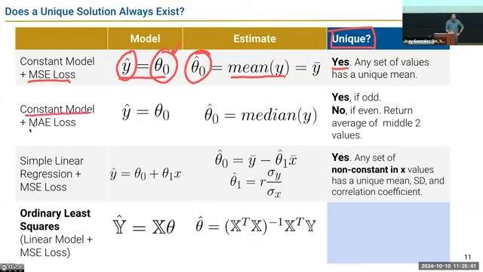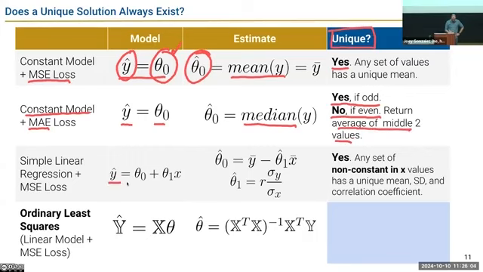Constant model again. Mean absolute error. So I want the mean absolute error for this model. Now the answer is the median. If I have odd data, the median is well defined. It's unique. If I have even data, I have to fix it. It's not quite unique. I can make it unique by always returning the middle, the average of the two.